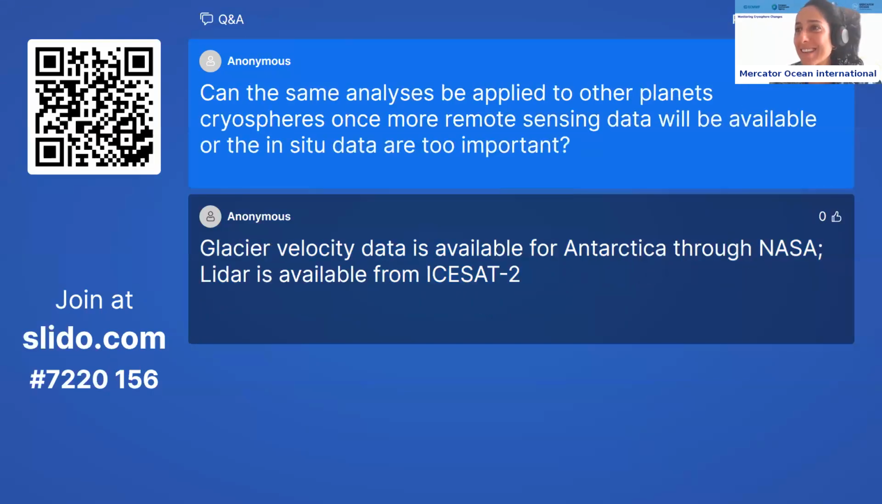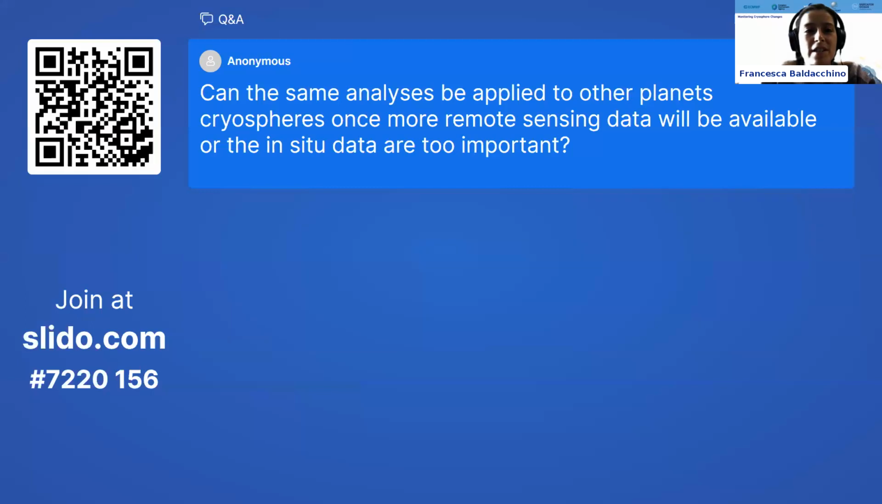One last one for you, Francesca. Can the same analysis be applied to other planets' cryospheres, once more remote sensing data will be available, or are the in situ data too important? Well, if you have an opinion on that. Yeah. Well, I think it could be applied to other planets. I have no idea. I've never looked at other planets' cryospheres. But in situ data is important to validate remote sensing satellite data. But the satellites are becoming more and more precise and accurate. But I do not know about other planets' cryospheres.